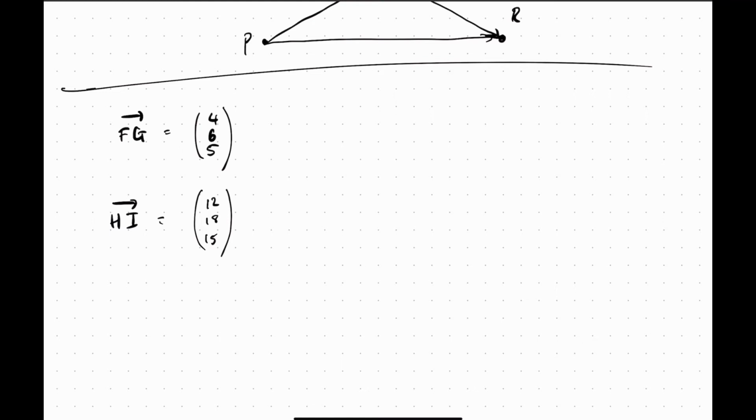So 3FG is equal to HI. So if I had 3 lots of FG, it would be equal to HI. So what does that tell you about anything? Can anyone tell me anything about that? All in the same direction. They're in the same direction, which means parallel.